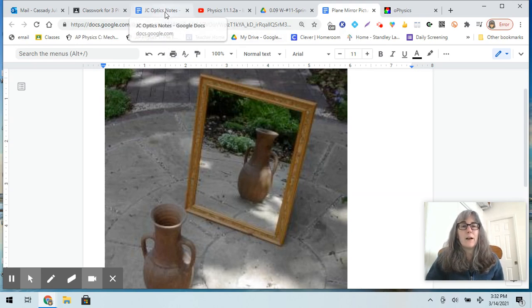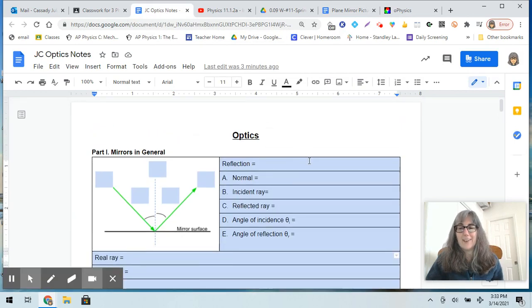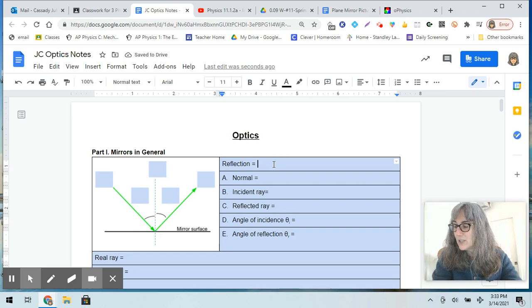So I'd like you to go to your optics notes. So if you haven't already gotten there, go ahead and get there. And we're going to go through some definitions. So the first is reflection. Reflection is when light rays bounce off of a surface.